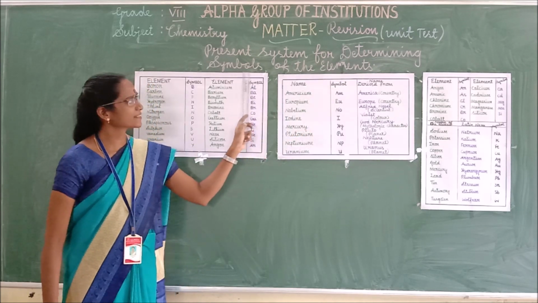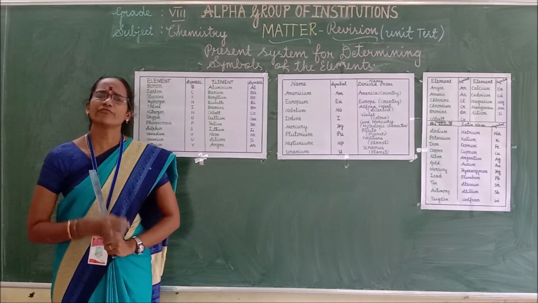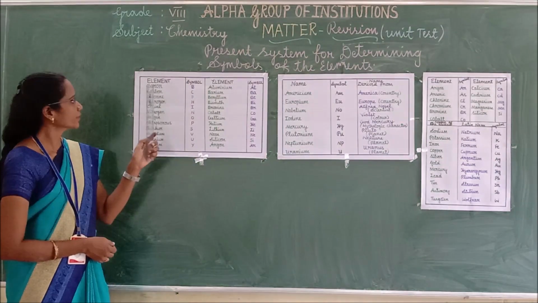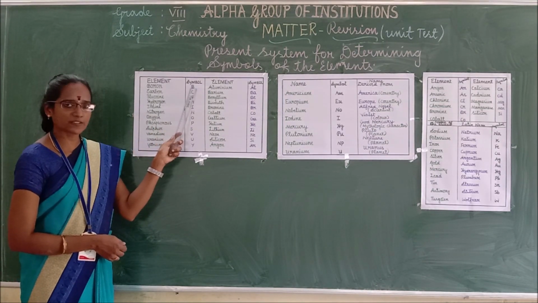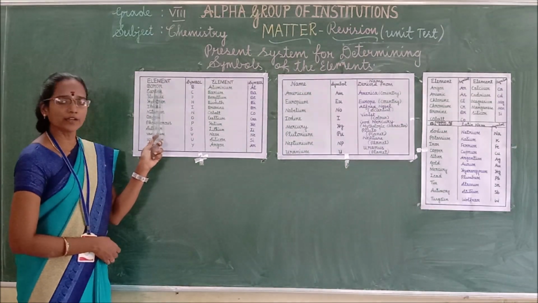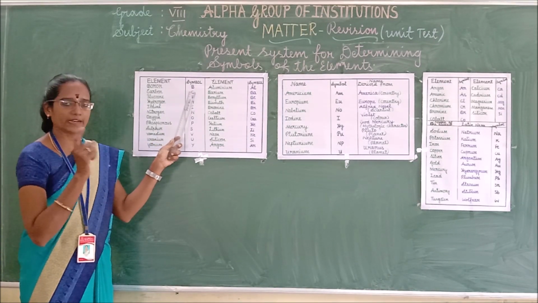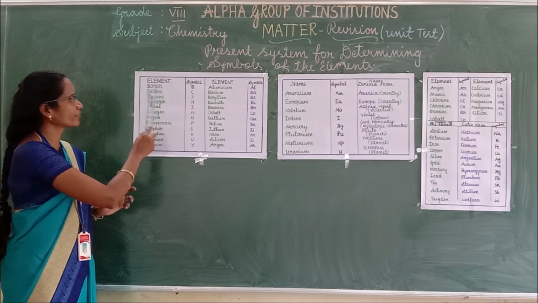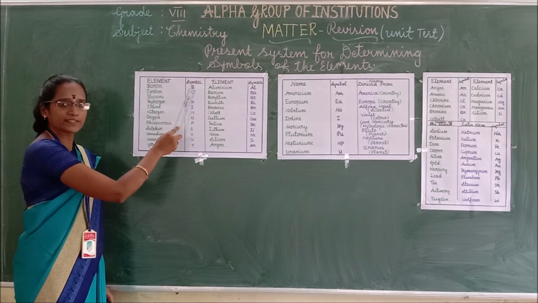So the symbols of the elements, mainly non-metals, use the first letter of their English name. For example, look at this one. The element name is given as well as its symbol. These are some of the non-metals. First one, boron. What's the symbol of boron? B. Because only the first letter is taken as the symbol. The name of the element is boron, its first letter is B, so the symbol is B.